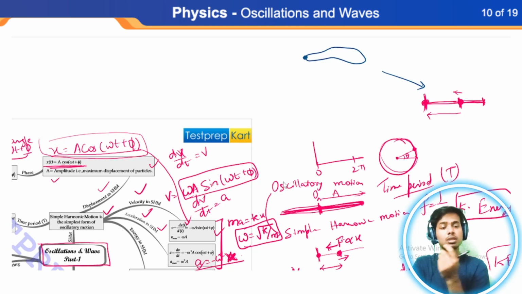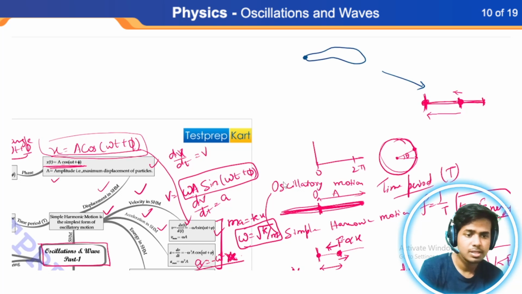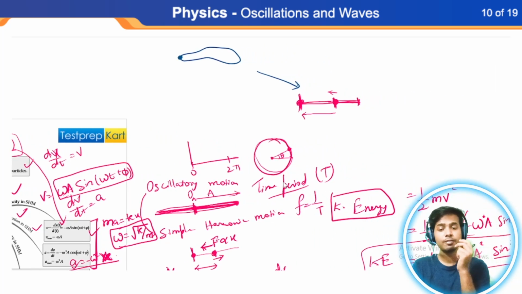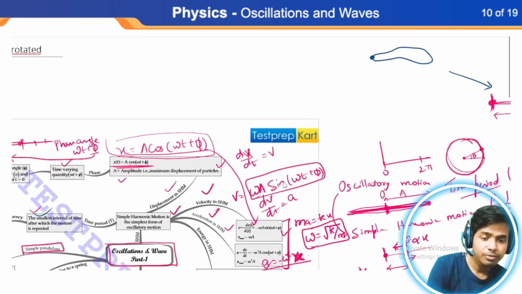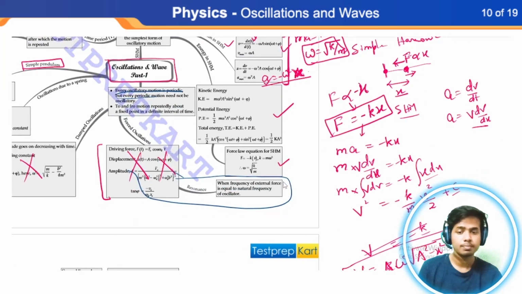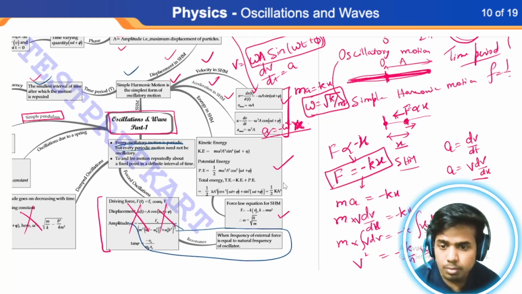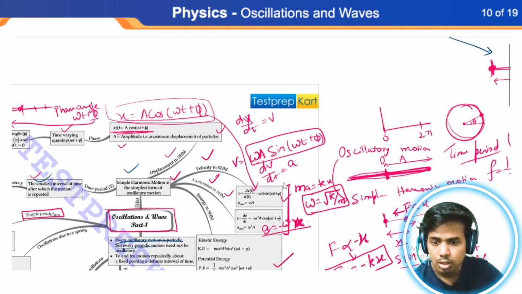in which the two halves are always equal. And there is a specific type of oscillatory motion in which the restoring force is always proportional to the distance covered from the mean point. That type of motion we will call simple harmonic motion. So I think the first part is pretty much covered.